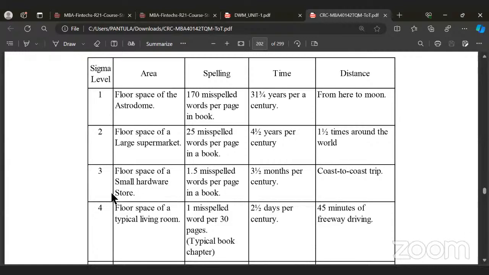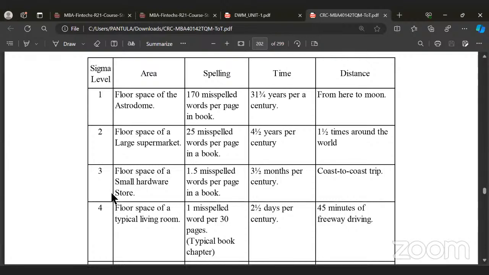Then the third level is the floor space of a small hardware shop. That is 1.5 misspelled words per page. Level 3: 3.5 months per century. That is time. So a coast to coast trip.